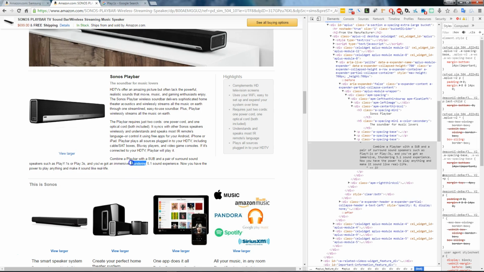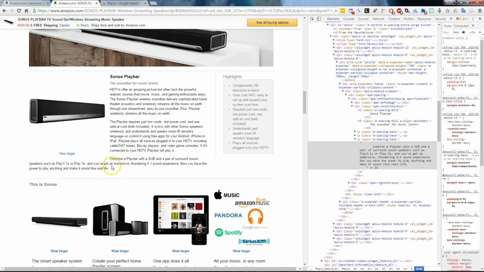Thundering, use the language of the product. The product is to improve your sound experience. Thundering, a very auditory word. Now you have the power to play anything and make it sound like real life.